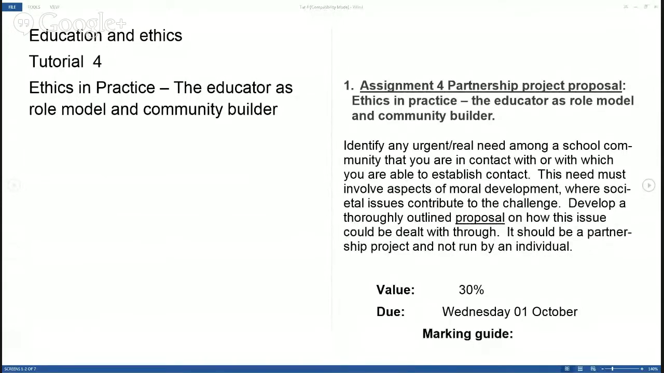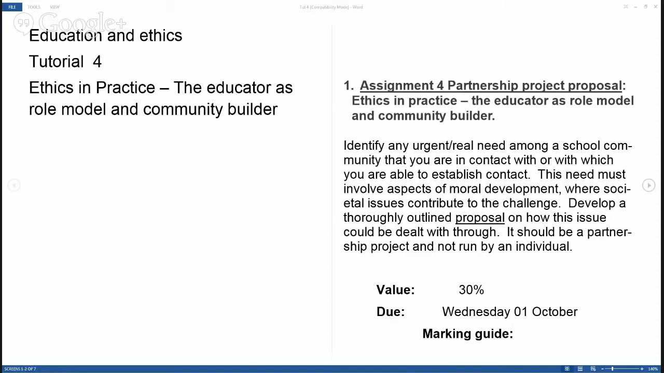So we're looking at tutorial 4, ethics in practice, the educator as a role model and community builder, which is quite an exciting part of the 4 units, the 4th unit, because you're there on the ground and you're actually involved, and to actually realize that you do have that role, that you really are a role model and a community builder, and we're going to look at that.